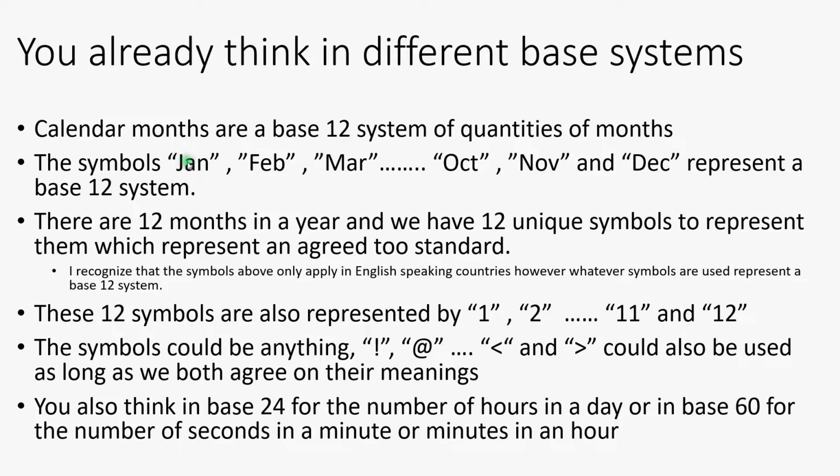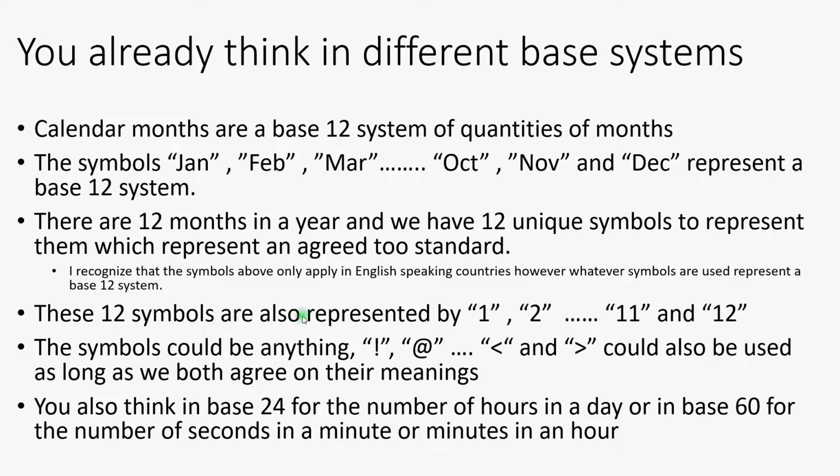This set of symbols represents the first month in that 12-month system. This one represents the second and the third. Again, these are just symbols that we agree upon represent a month in the 12 calendar month system. I also recognize that the symbols I've thrown out here really only apply in English-speaking countries, but it doesn't matter what the symbols are. As long as you and I have some kind of an agreed standard that what we see here represents some quantity, in this case the quantity of months, we're great.